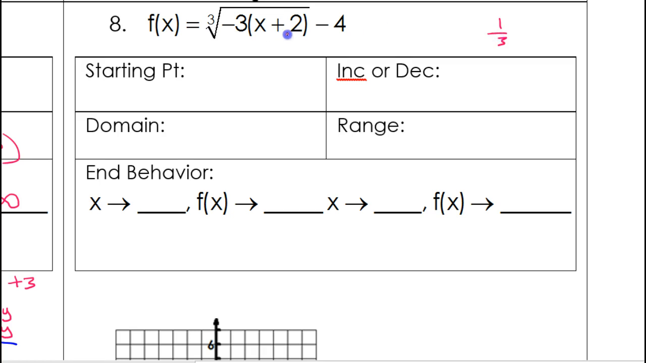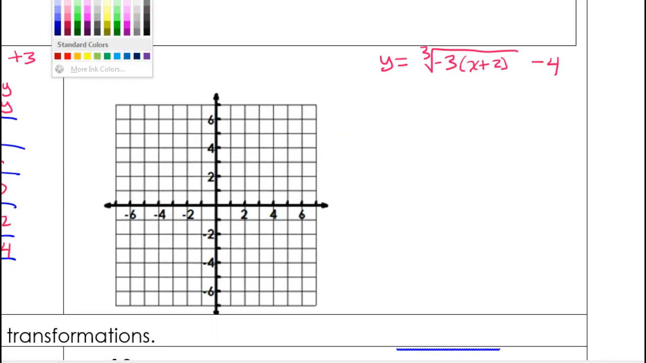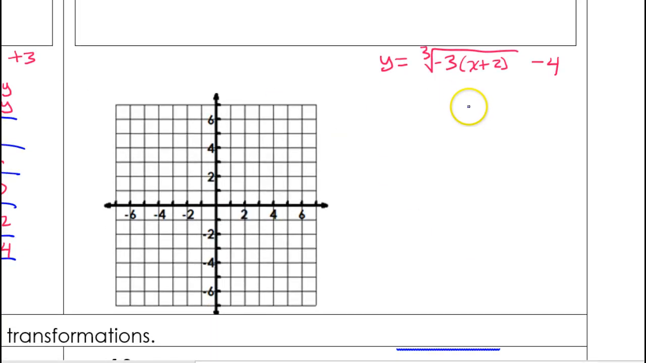And then left 2, down 4. This is always the opposite of the way it looks, left or right, but positive sends you to the left. So keep all that in mind as we do this. Now I'm just going to recopy this so I don't have to scroll. So I have y equals the cube root of -3 times x plus 2, and then minus 4.